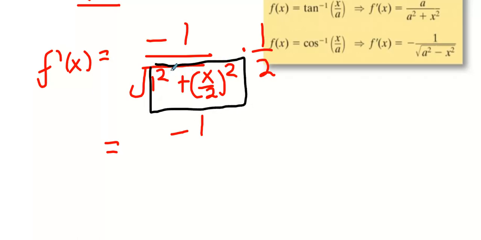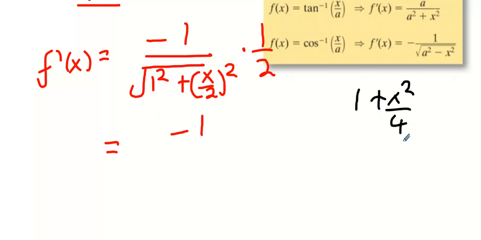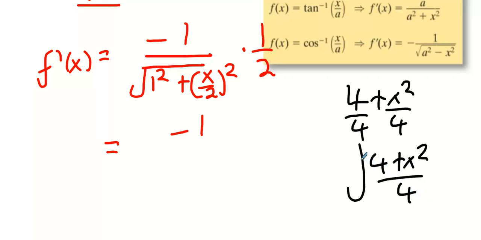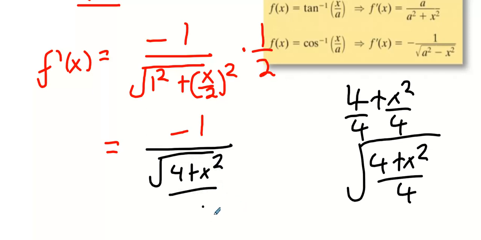Now, do you see this here? I'm going to turn that into 1 plus x squared over 4, and then I'm going to turn that into 4 over 4. Then I'm going to turn that into 4 plus x squared all over. And then when I square root it, I'm going to square root top and bottom. Square root the top, leave it the same. Square root the bottom, what happens there then? And the answer is minus 1 over the square root of 4 plus x squared.